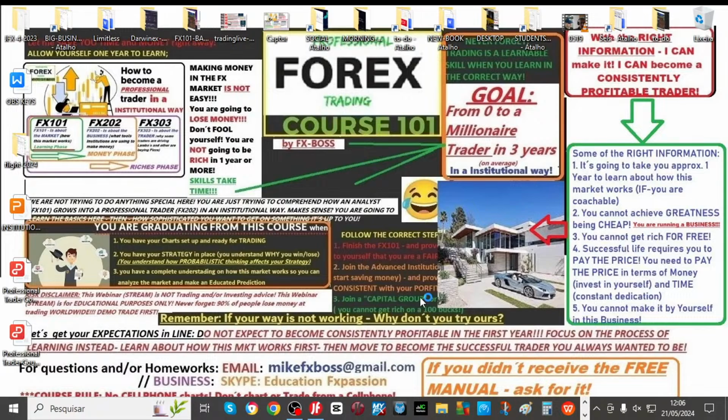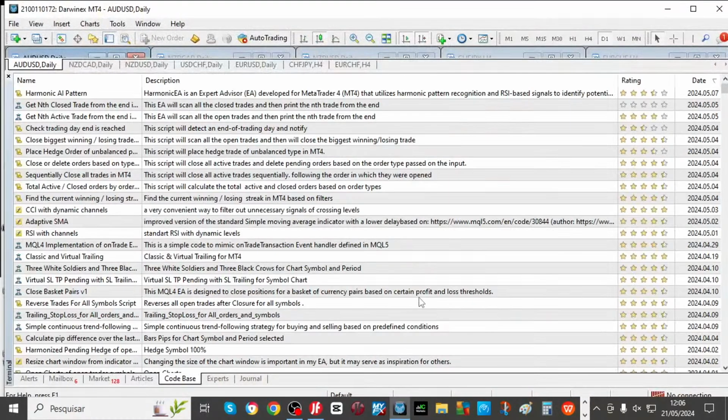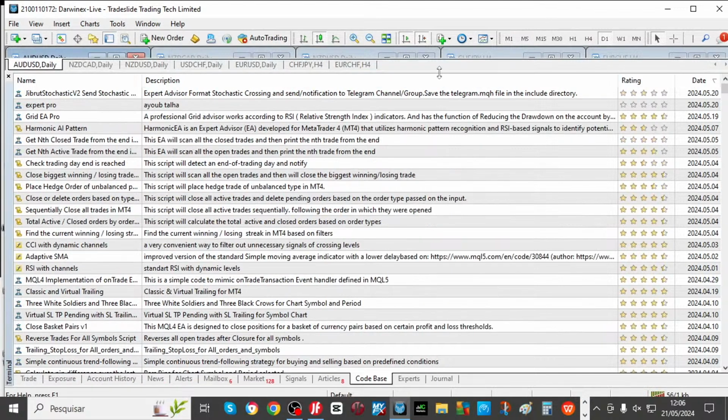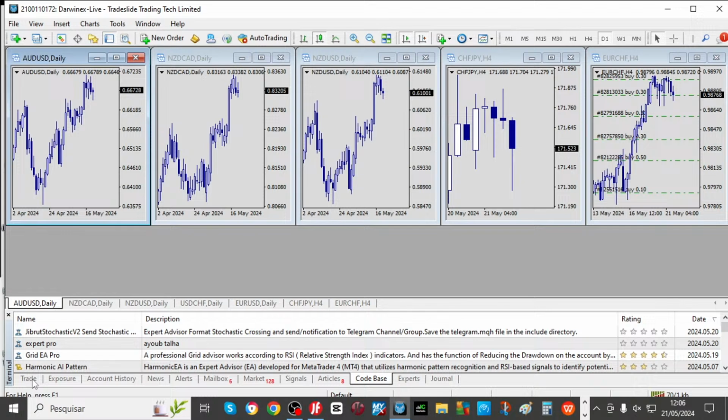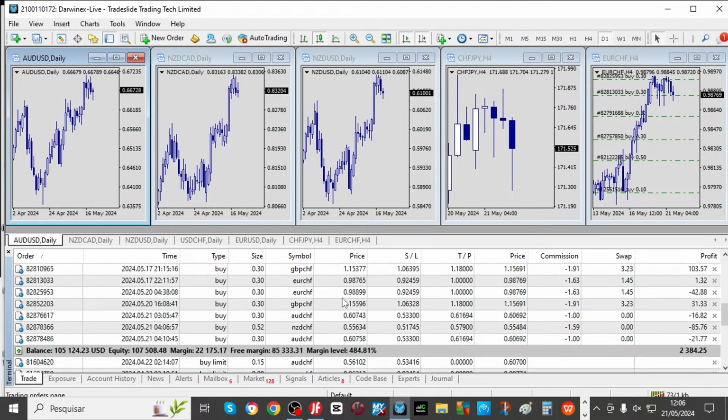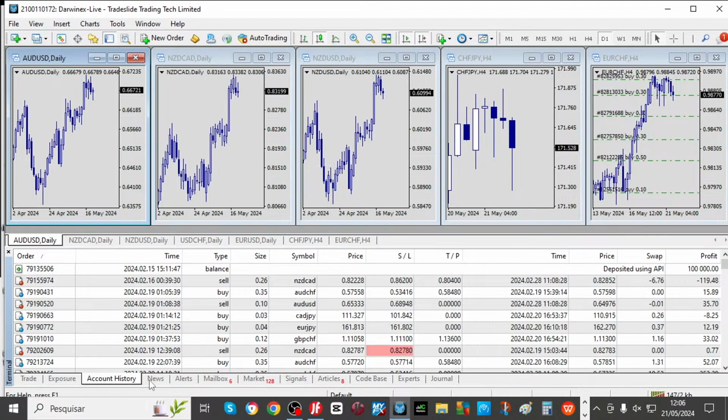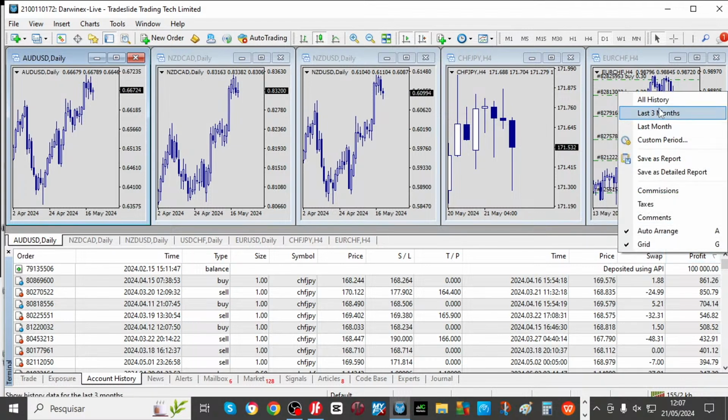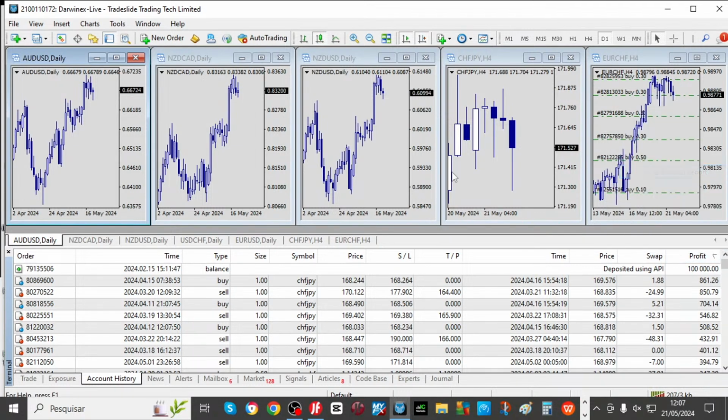My Darwinex account so far, this is what I can show you, otherwise I cannot. This is reasonable money. The bigger accounts, I want privacy, everybody. So this is Darwinex. If you want to trade with me and have the insight on what I'm doing, how I'm doing, to have those results, we can go to account history, and all history, and save a detailed report.